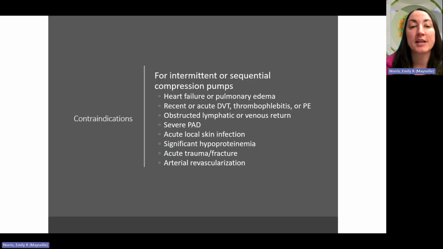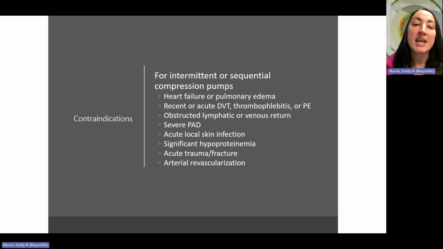Here are the contraindications for compression therapy. For intermittent or sequential pressure compression pumps, like we use in the hospitals after a surgery, you do not use those with somebody who has heart failure or pulmonary edema, if their heart is already overloaded with too much fluid, or they have swelling in their lungs and they cannot breathe well. If you push more fluid back to their heart and lungs, their condition is going to decline.